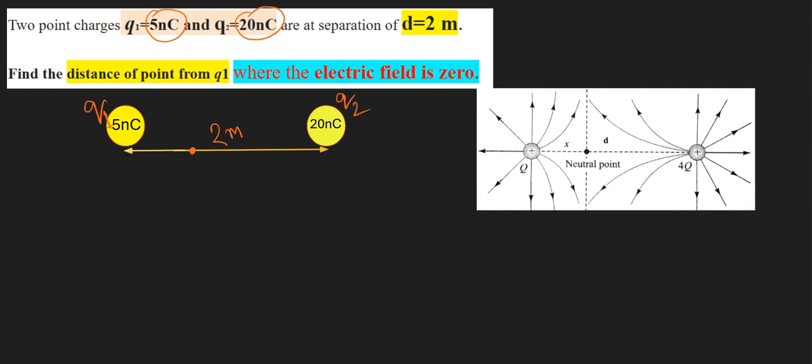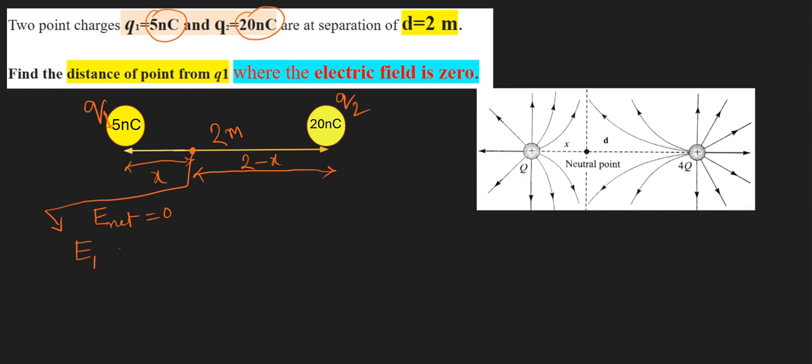So let's see, this one is the point where the electric field is 0, which is very close to 5 nanocoulomb. I'm considering Q1 is smaller. So the distance from Q1 up to this point is, let's say, x. It means from this point to charge Q2, the distance will be 2 minus x, right? At this point, the electric field is 0. It means the net electric field is 0.